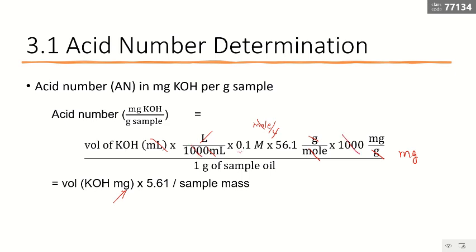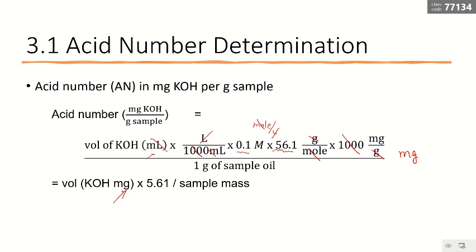The net value that needs to be calculated is 0.1 times 56.1. So the final assay number calculated will be the volume of the KOH we used in milliliter. That is because here we use the milliliter, right? We use the milliliter, but the unit for this assay number is milligram. Okay, so the value of this part, then, is 5.61.